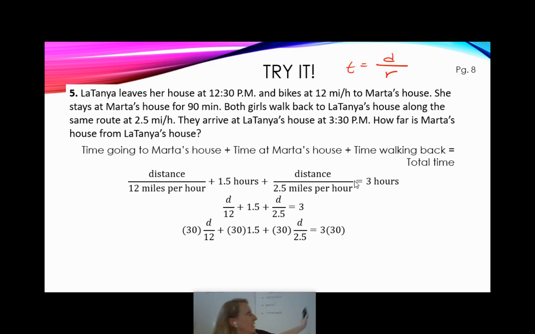Sorry. My lights keep going out. I've got no lights. Sorry. We're going to hang out here in the dark for a little bit.